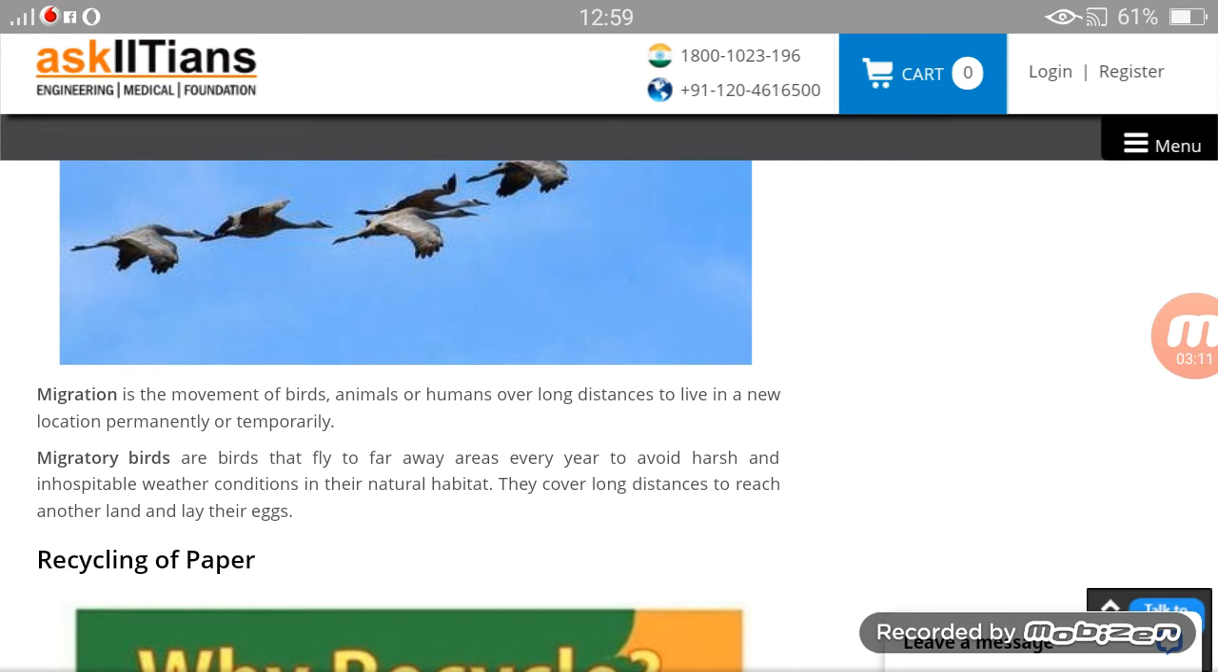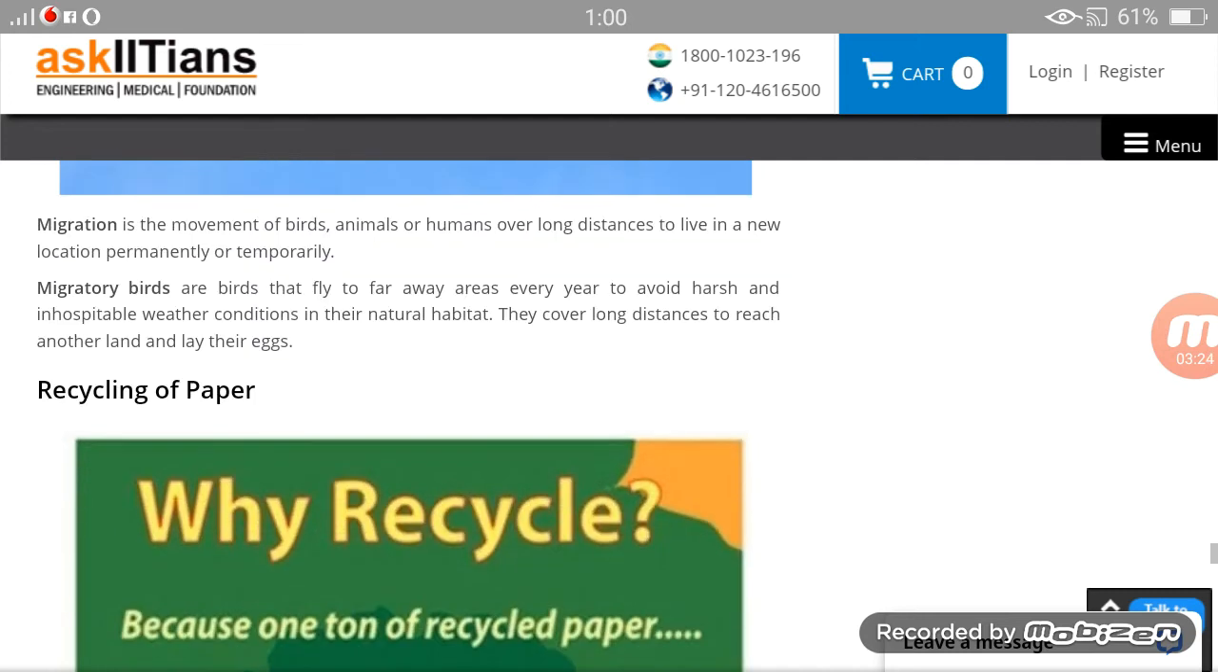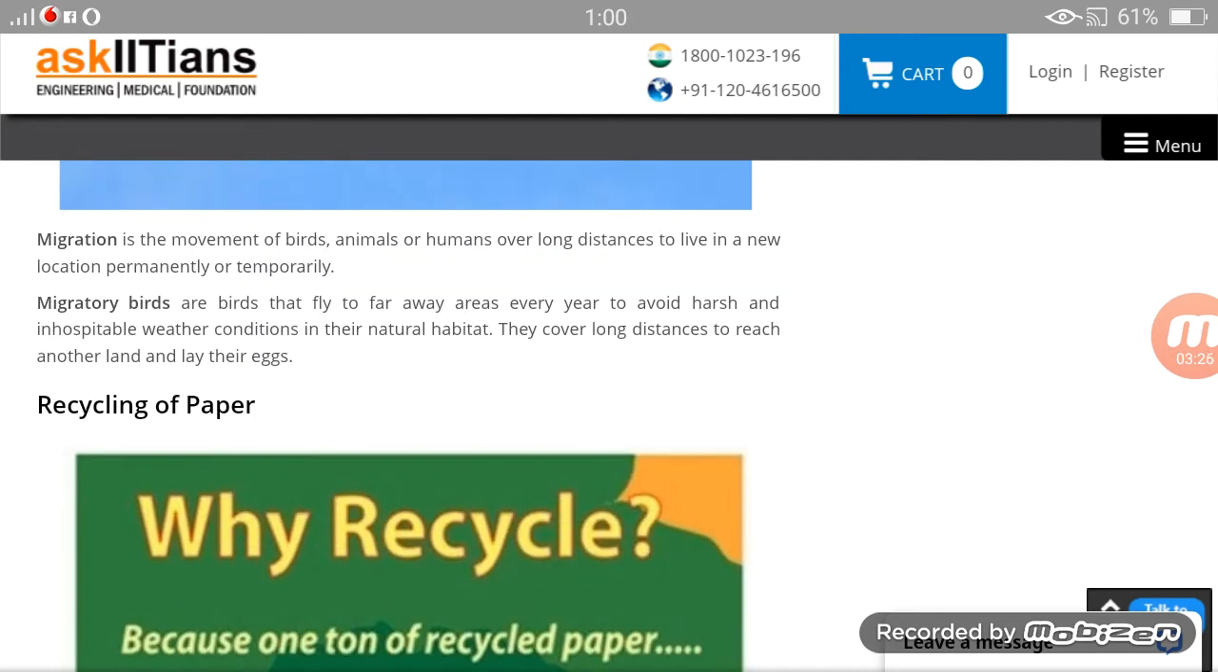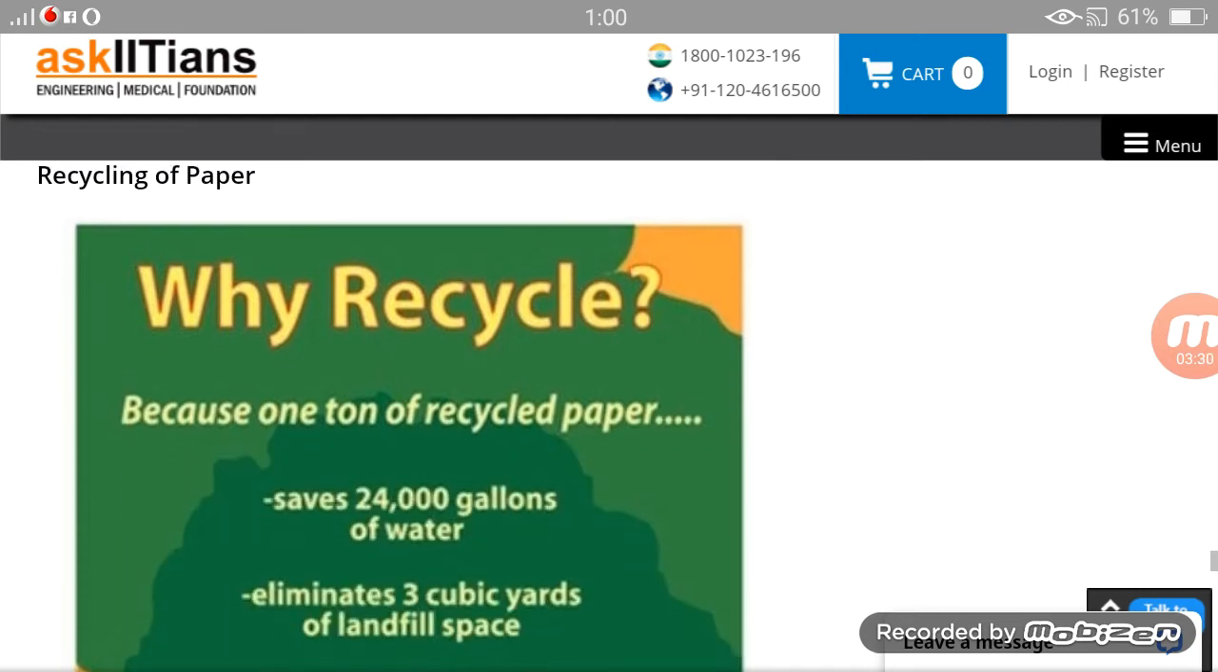I have given the example of Siberian cranes. The same thing is there. They also cover a long distance from Siberia to India. If you see, Siberia to India is really a long and great distance. So they really cover a long distance to reach here and lay their eggs. I hope it is clear.